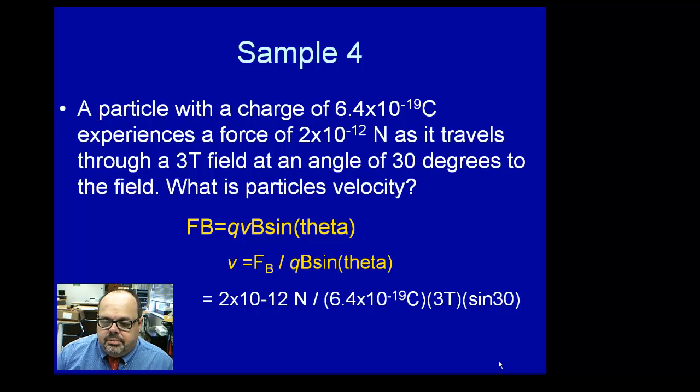FB is 2 times 10 to the negative 12th newtons, and then that's divided by the charge, 6.4 times 10 to the negative 19th coulombs, times 3 Tesla, times sine of 30. Punch it all into my calculator, and my calculator says 2.08 times 10 to the 6th meters per second. That's a reasonable number. It's going to be moving pretty fast. If you ever get a number higher than the speed of light, my God, you've screwed up everything. The world will stop turning.